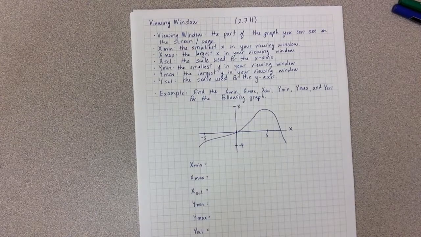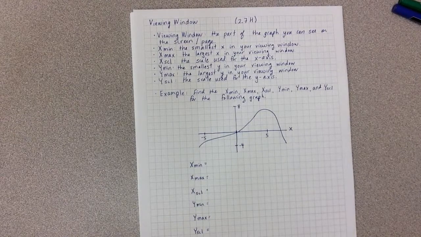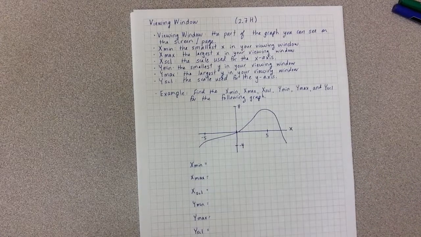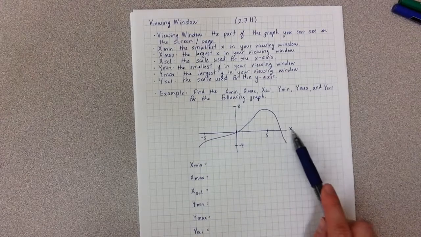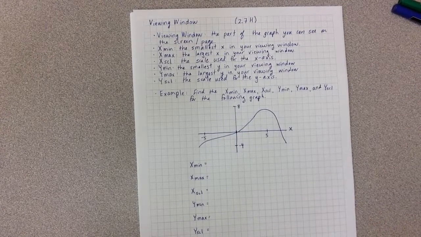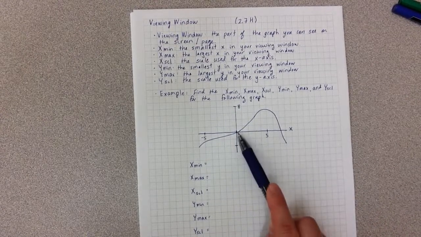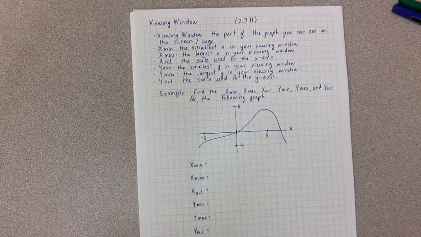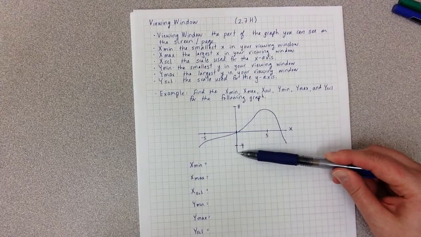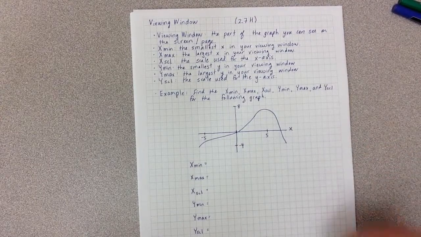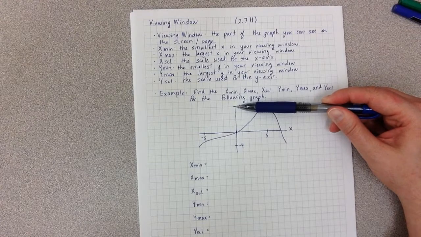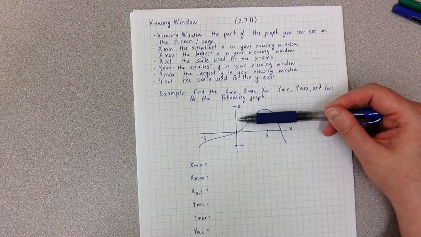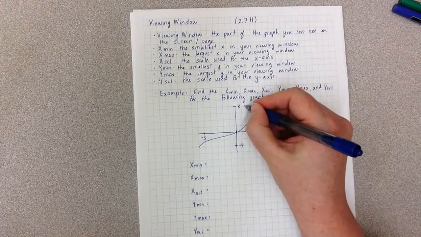In the viewing window, we talk about 6 things. We talk about the x min, smallest x. We talk about the x max, largest x. We talk about the x scale. What am I counting by on my x-axis? We talk about the y min, smallest y. We talk about the y max, largest y. And we talk about the y scale, how much we count by along the y-axis.